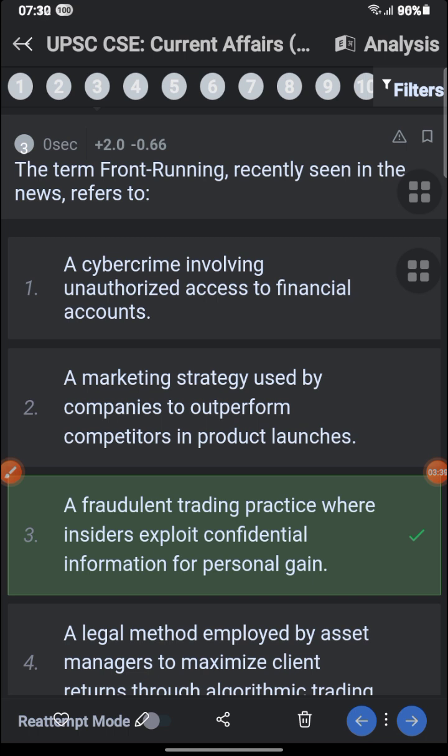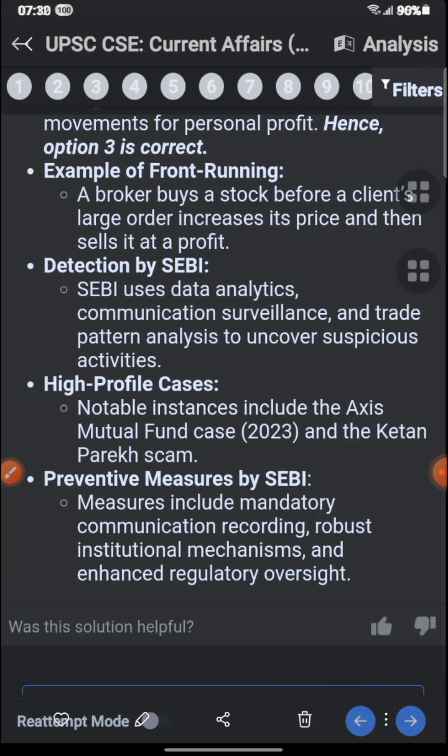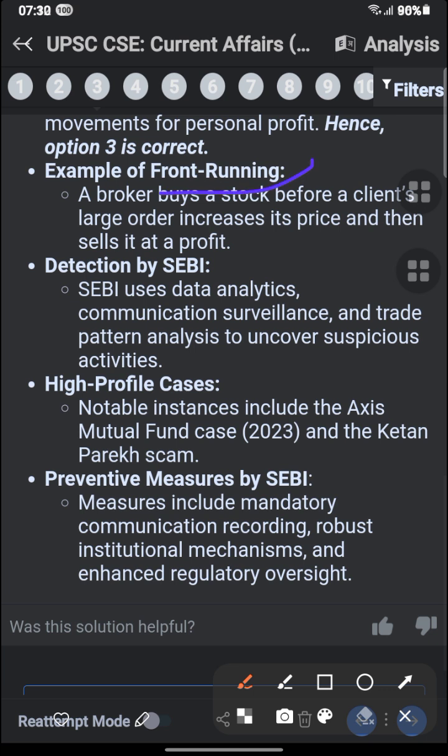Okay. Now, the term front running, recently seen in the news. What is front running? A fraudulent trading practice where an insider exploits confidential information for personal gain. The Securities and Exchange Board of India recently probed a front running scheme involving a prominent individual, highlighting regulatory challenges. Front running is where a broker or insider executes trades using privileged information, and this practice exploits subsequent price movement for personal profit. For example, a broker buys a stock before a client's large order increases its price and then sells it for profit.